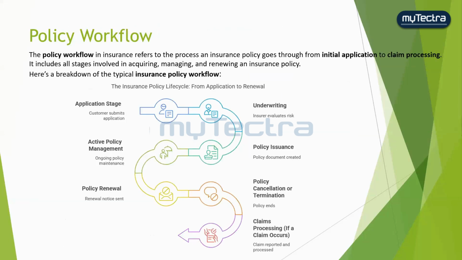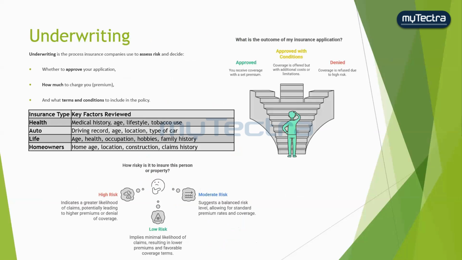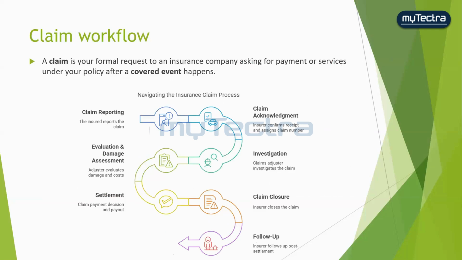Then we went through the policy workflow, where we discussed the policy details, starting from quotation to submission, then moving on to policy creation, then the activities that happen within a policy on a regular basis. Then we went through policy renewal, policy cancellation, and also touched upon claim processing. We also looked into some examples. Then we went through the process called underwriting and what the result of underwriting is.